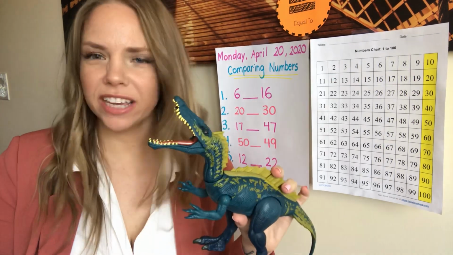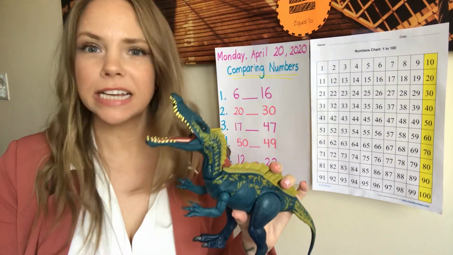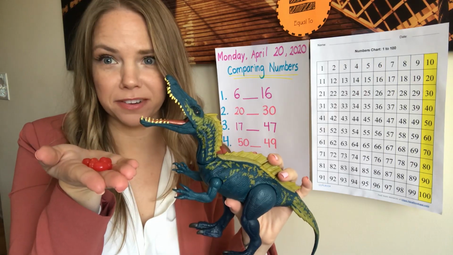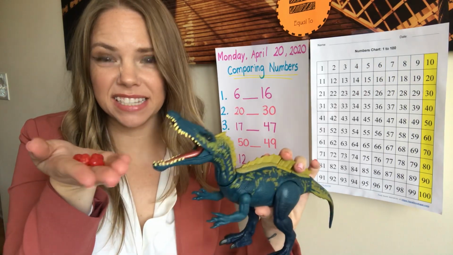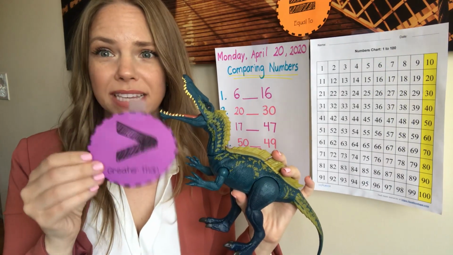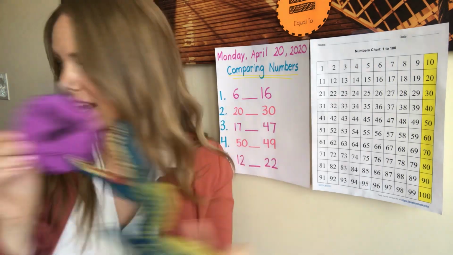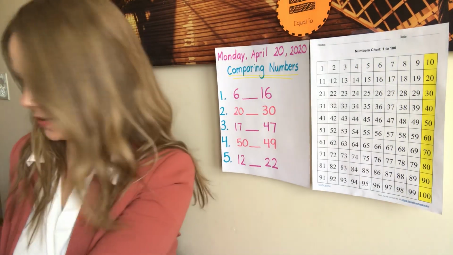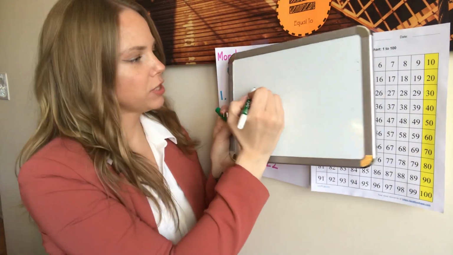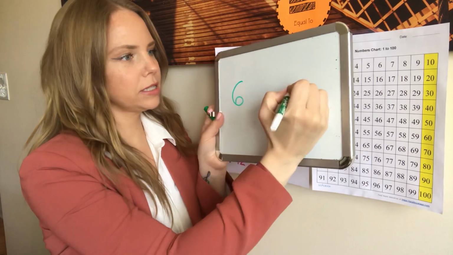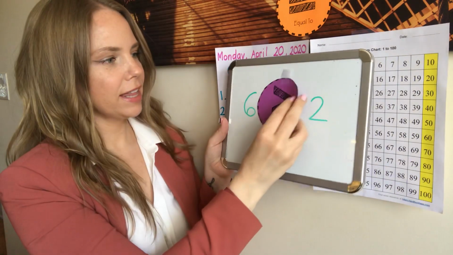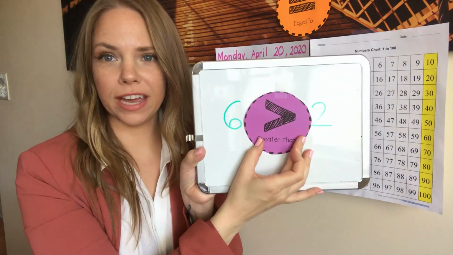Yeah, I would definitely want to give him the 6 jelly beans because 6 is more than or greater than 2, right? So we want to give him these 6 jelly beans. So if I were comparing the numbers 2 and 6, I would say that 6 is greater than 2. I'll show you on my board here. So if I had the numbers 6 and 2, I would say that 6 is greater than 2.